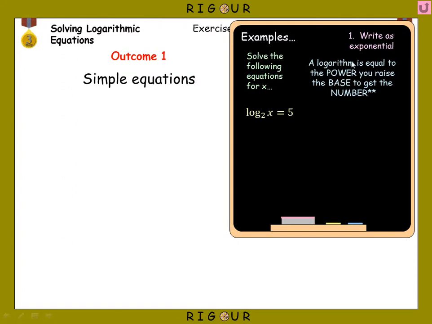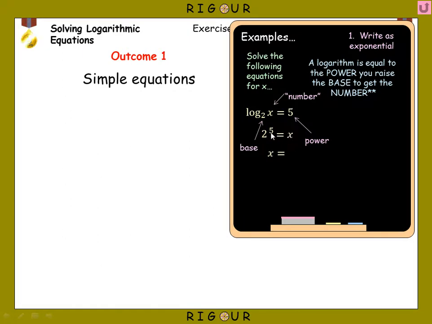So let's read that key phrase one more time. A logarithm is equal to the power you raise the base to get the number. So it's equal to the power, so 5 is the power, so we can put that down there as a power. That you raise the base, well 2 is the base, so we can make that the thing that's been raised to the power to get the number. So this thing here is the number, and number is in inverted commas because of course in this case it's a letter, but it's just the thing that you're setting it equal to. And then all we have to do now is just solve this equation for x using our math skills.